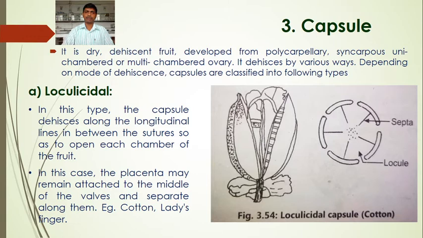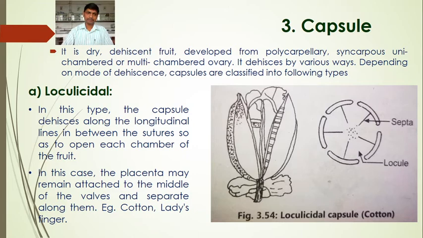The first type we are going to study is the loculicidal capsule. On the basis of the mode of dehiscence, capsules are classified into different types. The capsule fruit is dry, dehiscent, developed from a polycarpellary, syncarpous, unichambered or multi-chambered ovary, and it dehisces in various ways. The first type is the loculicidal.